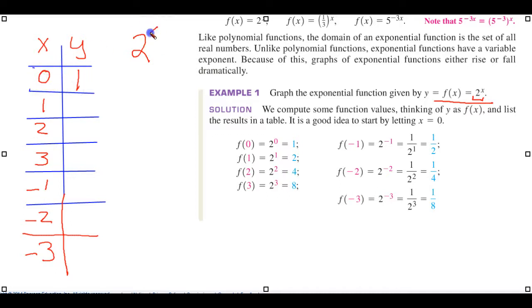So remember, that's where our x goes, right up there. 1 as an exponent: 2 to the first is 2. So that'll be 2 to the first power. Now, 2 to the second power is 4. 3 as an exponent, 2 to the third power is 8. There we go.